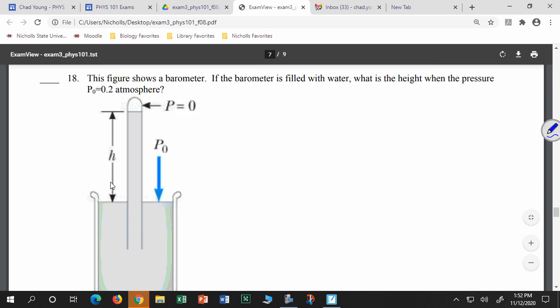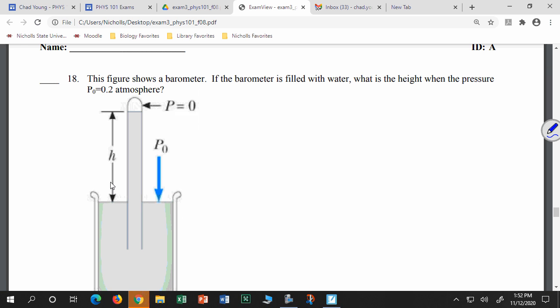So you know how to do this. In this case, my P and P naught were flipped. We're not really used to it, but here, let's just call this P naught. We'll call this P.